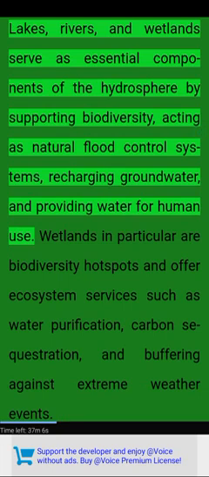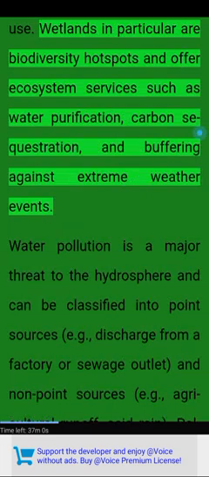Lakes, rivers, and wetlands serve as essential components of the hydrosphere by supporting biodiversity, acting as natural flood control systems, recharging groundwater, and providing water for human use. Wetlands in particular are biodiversity hotspots and offer ecosystem services such as water purification, carbon sequestration, and buffering against extreme weather events.